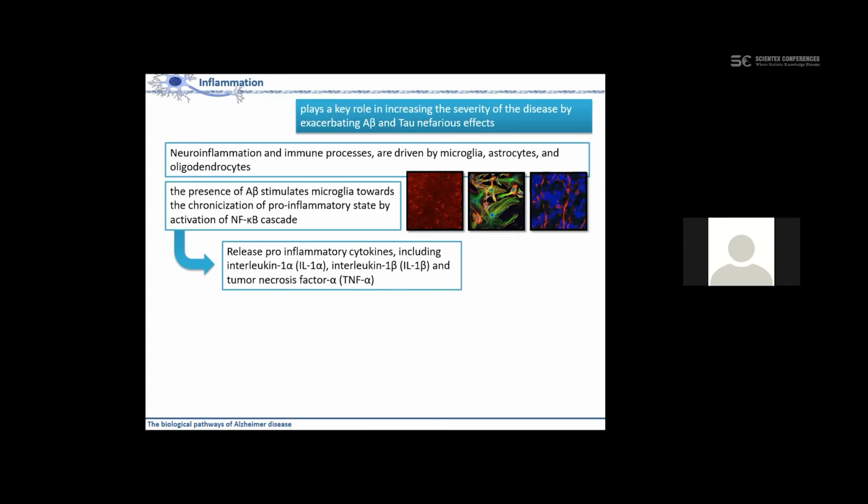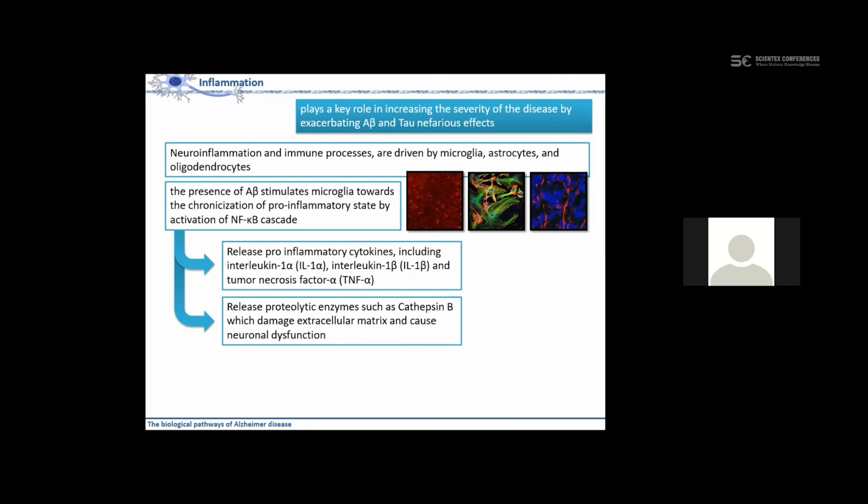Moreover, the presence of beta-amyloid stimulates microglia towards the chronicization of a pro-inflammatory state by activation of a particular inflammatory cascade, that is the NF-kB cascade. So we have the release of pro-inflammatory cytokines, release of proteolytic enzymes, and the production of free radicals, nitric oxide, and neurotoxic substances which can kill our neurons.